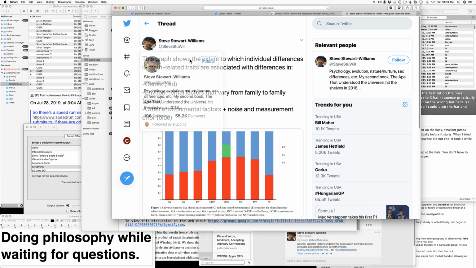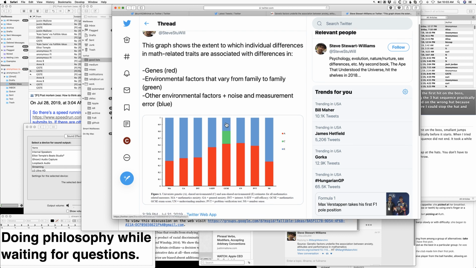Okay, so this graph shows the extent to which individual differences in math-related traits are associated with differences in genes, environmental factors that vary from family to family, and other environmental factors plus noise and measurement error. They're claiming that for most of these tests, there's zero environment that varies from family to family. In other words, parenting makes zero difference in scores on all of these tests except for the GCSE.